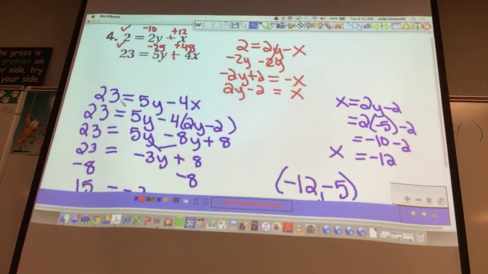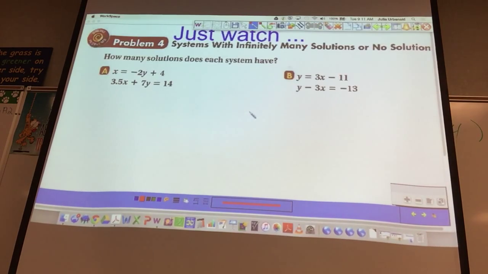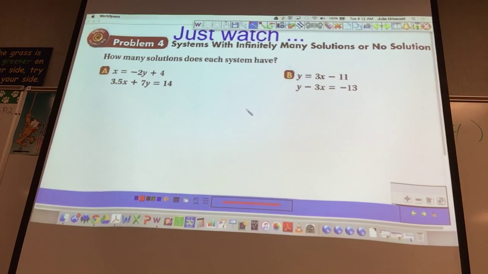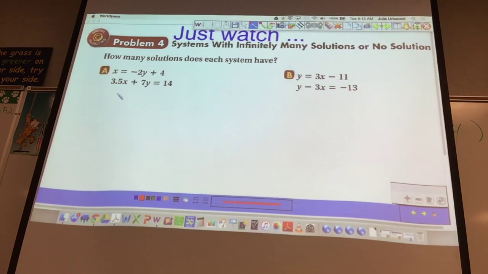Questions on that? All right, do these two together. You do not have these written down anywhere, but watch, okay? Just watch these. It's like problem 4, but I do not like the problems they gave you. Help me out with this one and let's see what happens. And get your calculators out to help me.